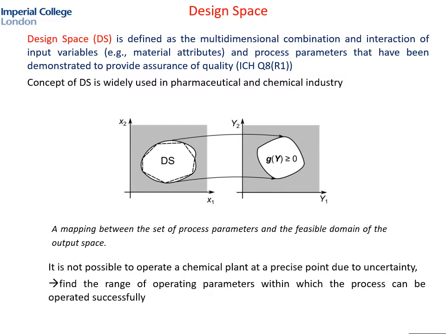Design space is defined as the multidimensional combination and interaction of input variables, such as material attributes and process parameters, that have been demonstrated to provide assurance of quality. The concept of design space is widely used in the pharmaceutical and chemical industry. It is not possible to operate a chemical plant at a precise point due to uncertainty. Therefore, we need to find the range of operating parameters within which the process can be operated successfully.